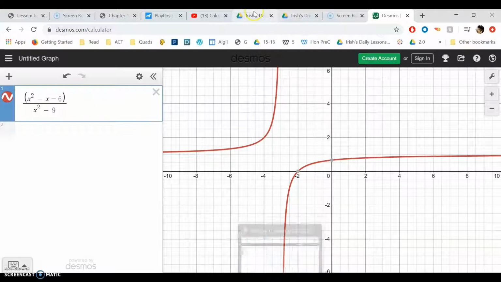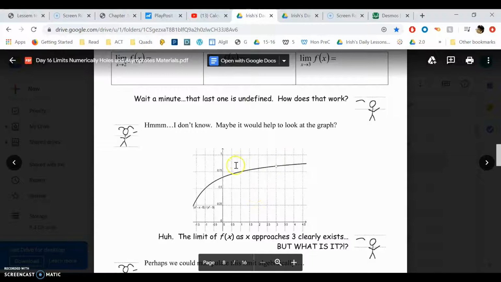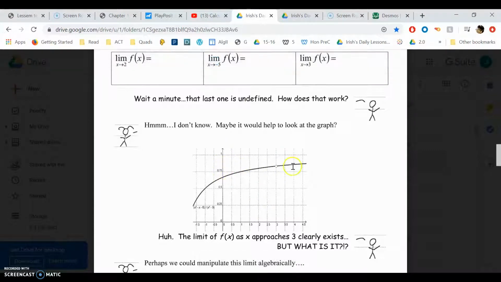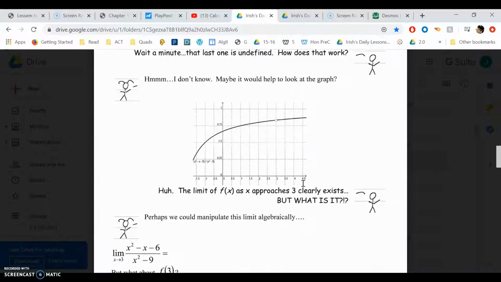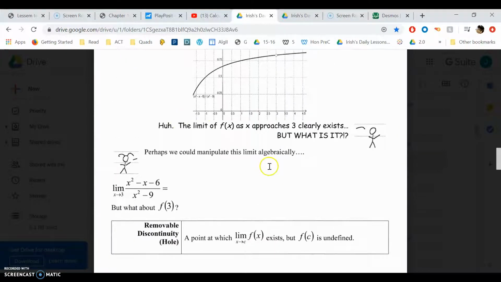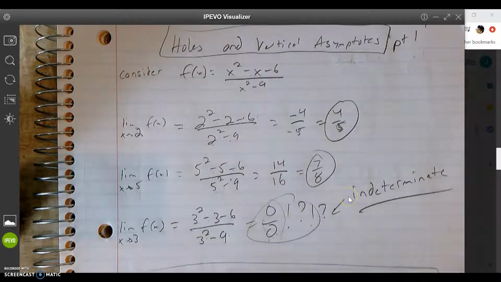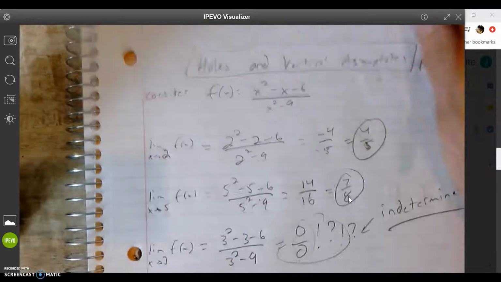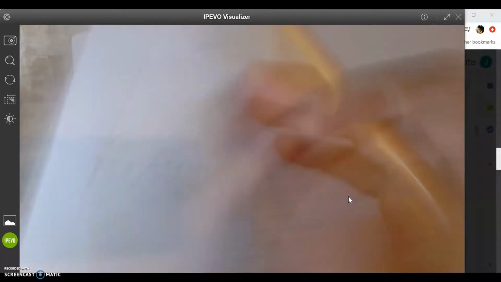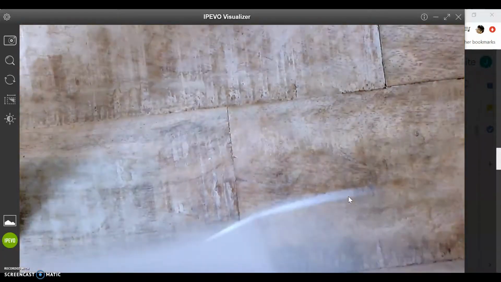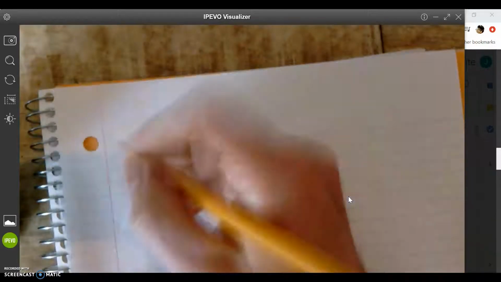So what is it going to be? I have no idea. We've got to figure it out. Right here, it's between 0.75 and 1. So it's like 0.8 something maybe? I don't know. So this is what we do. We need to manipulate this somehow algebraically. So let's go back to our problem. Since we can't do it directly, we're going to solve it by factoring. Check it out.